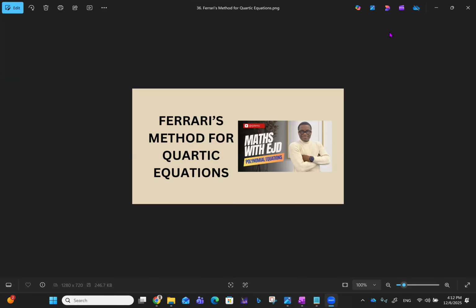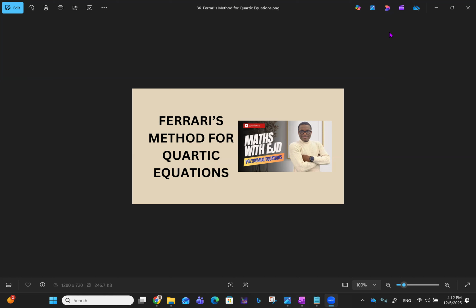Yeah, let's talk about Ferrari's method for quartic equations. Don't forget, the degree of polynomials is decided by the biggest exponent of the variable. If the biggest exponent is one, you have a linear equation. If it's two, you have quadratic. If it's three, you have cubic. And if it is four, you have quartic.